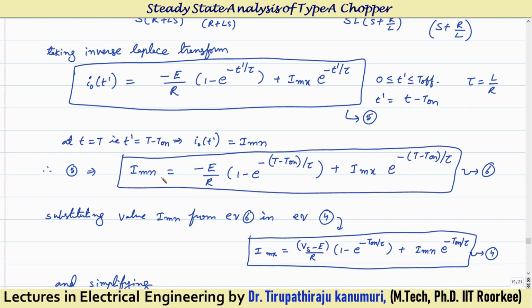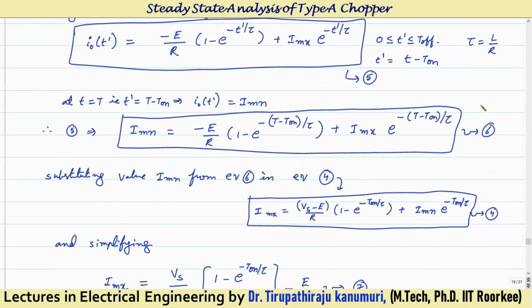So I minimum value is equal to minus E by R into 1 minus e to the power of minus of T minus T on by tau, plus I max into e to the power of minus T on by tau, where tau is equal to L by R. Here, the value of T dash is T minus T on, which is T off. So now we got the minimum value of the current in terms of the maximum value of current. Previously, in equation number 4, we got the maximum value of current in terms of the minimum value of current.